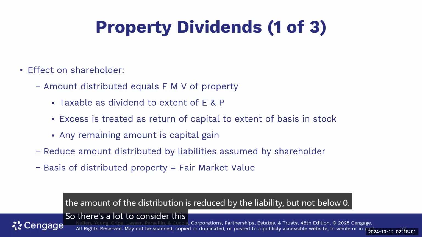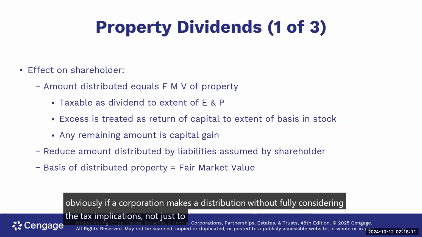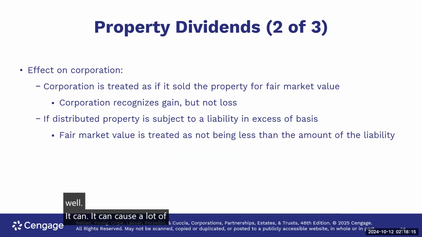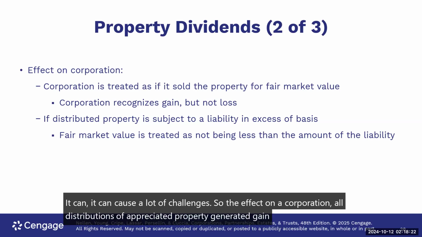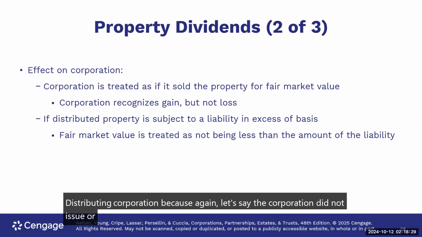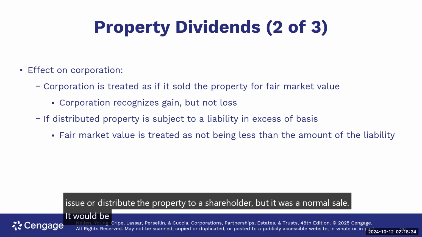This is an opportunity for tax planning, because obviously if a corporation makes a distribution without fully considering the tax implications, not just to the corporation, but the shareholder as well, it can cause a lot of challenges. So the effect on a corporation: all distributions of appreciated property generate a gain to the distributing corporation, because again, let's say the corporation did not distribute the property to a shareholder, but it was a normal sale. It would be a gain if they sold appreciated property.